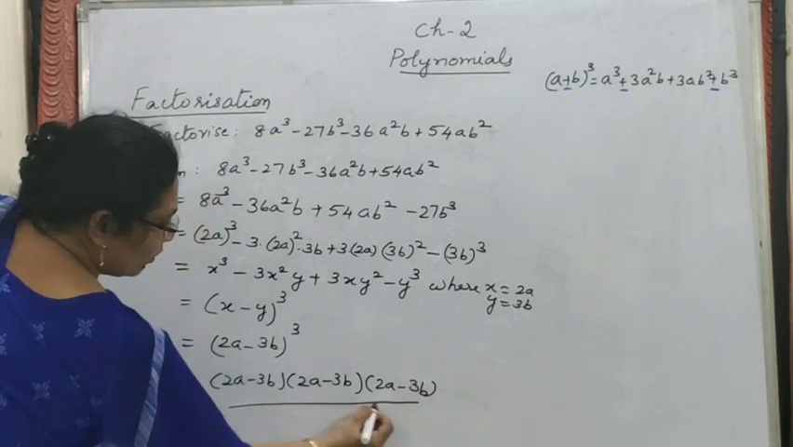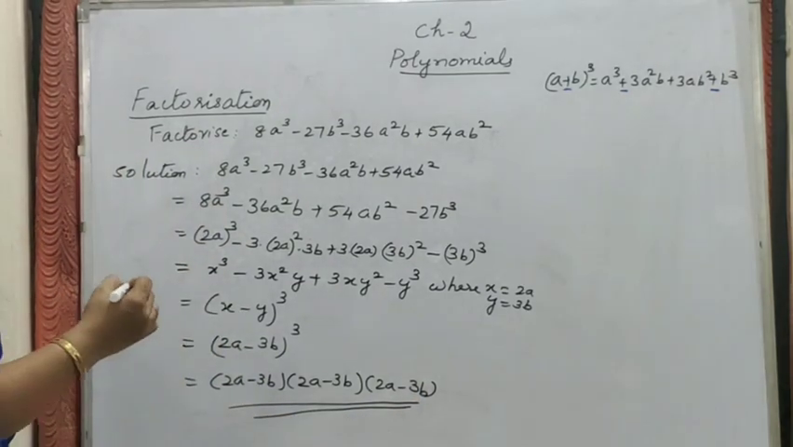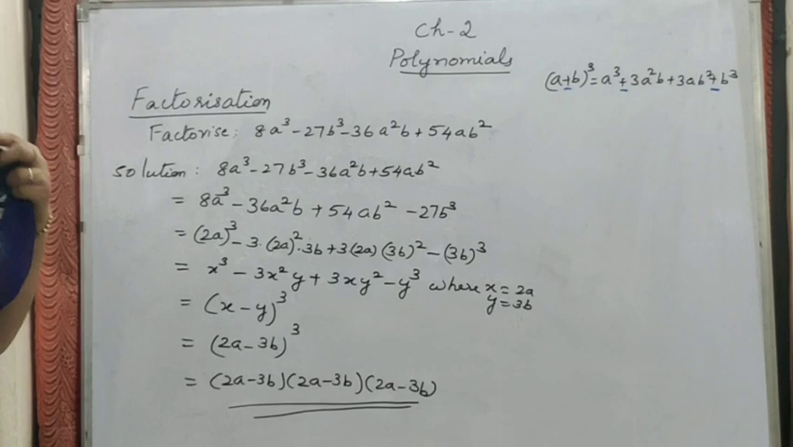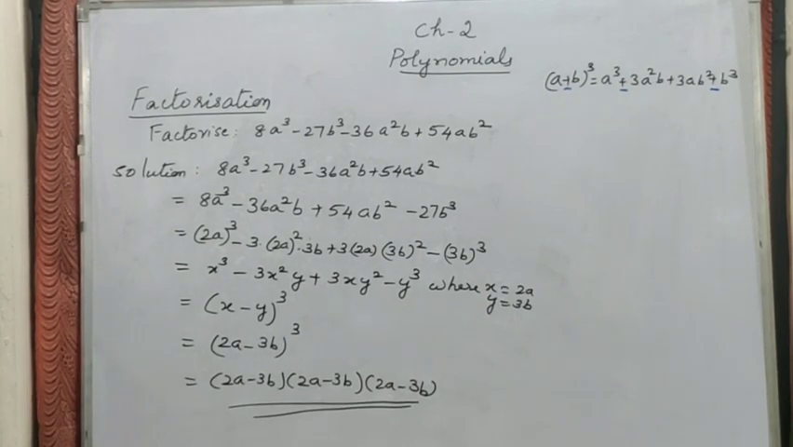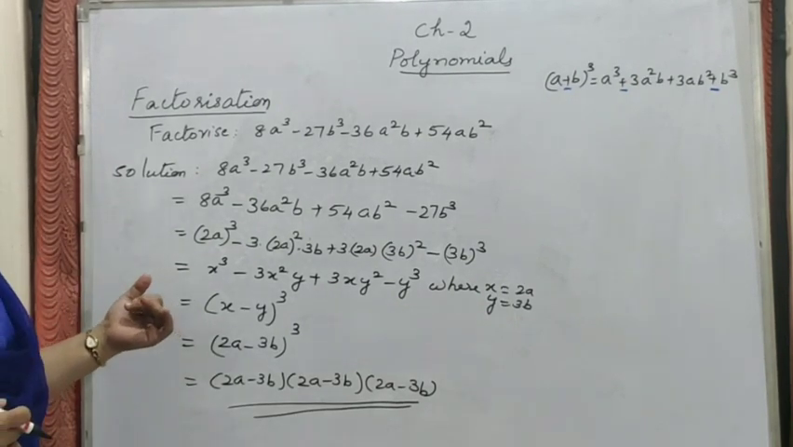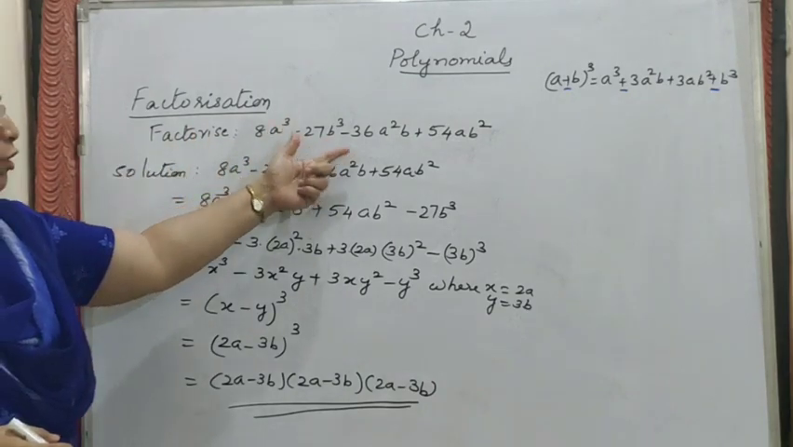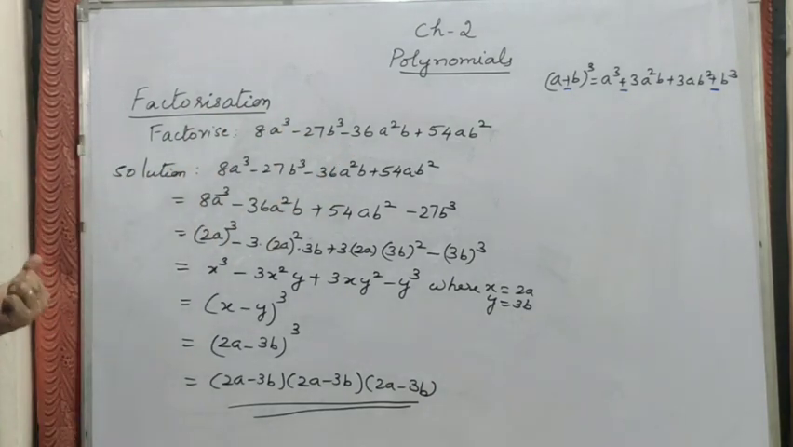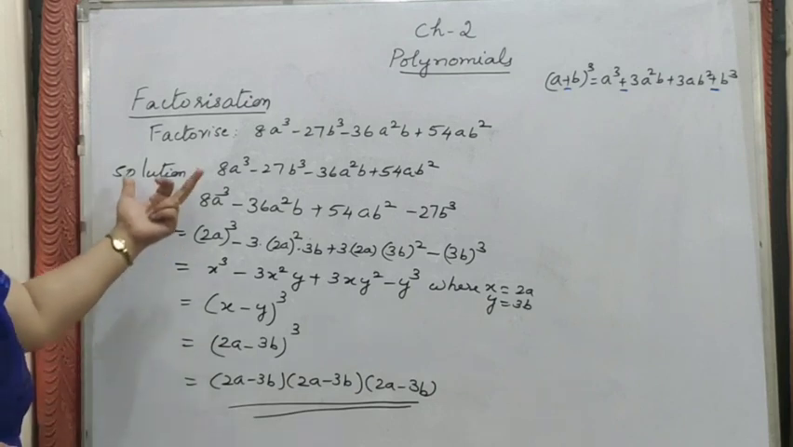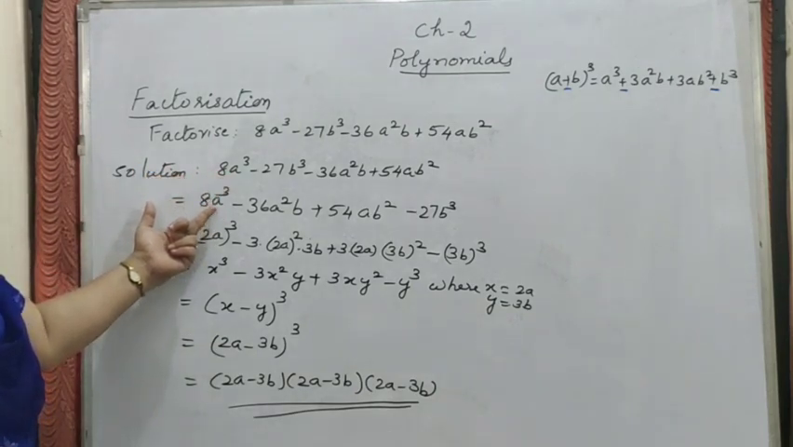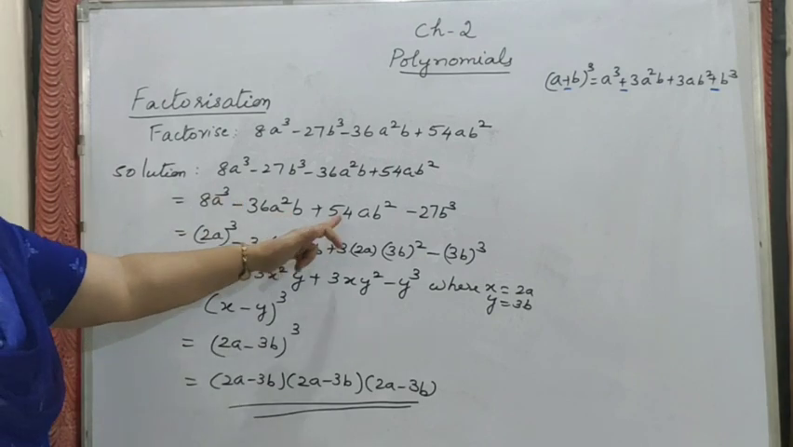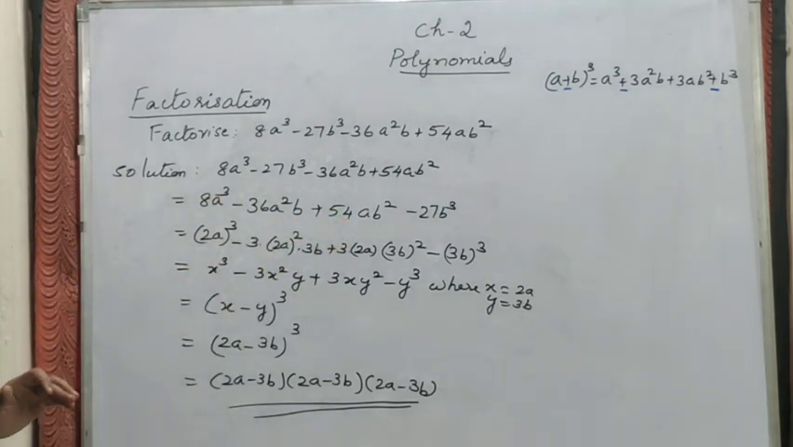Now I have done all the questions with minus except the first question. Because of minus, children always get confused. That is why I repeated the question with minus. So once again I'll explain. 8a cube minus 27b cube minus 36a square b plus 54ab square. It's not arranged, so we arrange it this way: 8a cube minus 36a square b plus 54ab square minus 27b cube.